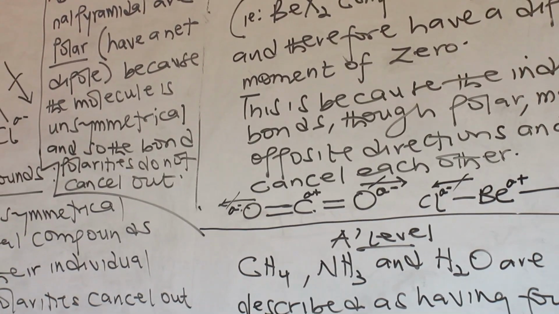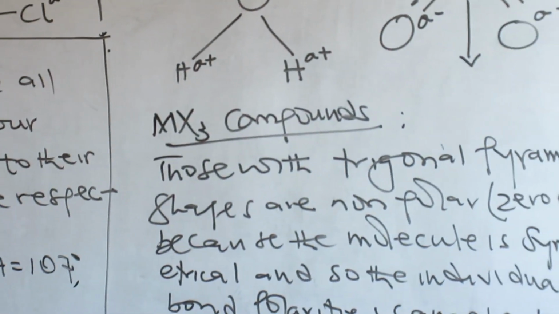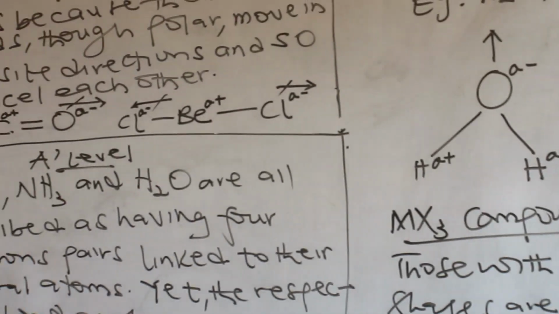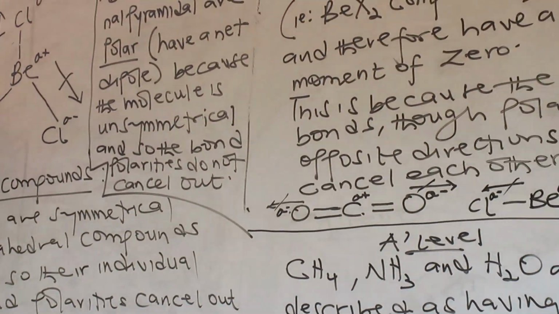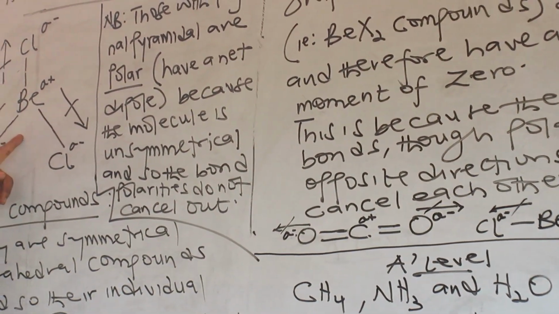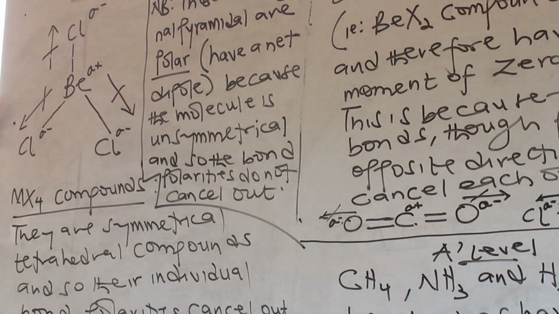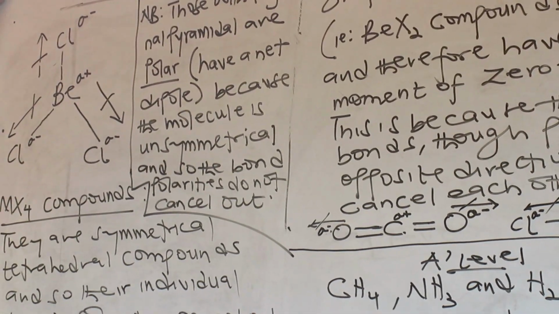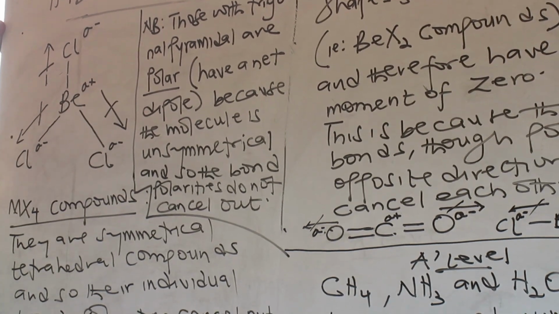Now when you go to MS3 compounds here, they also have a zero dipole. Why? The molecule appears to be symmetrical, right? See, three directions. So the individual bond polarities cancel out. It makes them non-polar, as you saw, and also have a dipole of zero. Now, those with the trigonal pyramidal shape have a net dipole. Why? The molecule is unsymmetrical. So take note, unsymmetrical molecules have dipole moments.